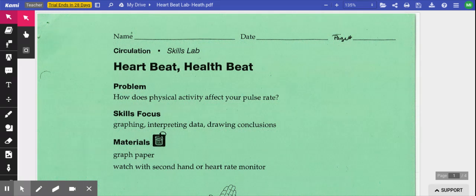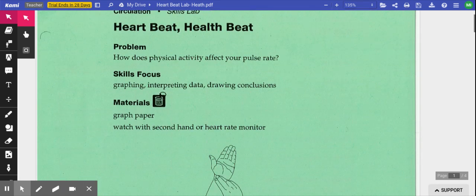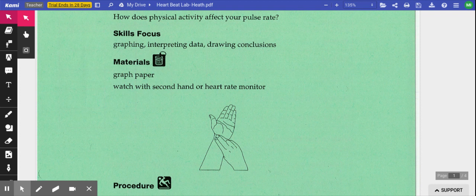Mr. Heath's heartbeat lab. So first of all, the problem. How does physical activity affect your pulse rate? Physical activity is running, walking, jogging, going on the treadmill, doing push-ups, doing sit-ups. We're going to graph, interpret data, and draw conclusions.